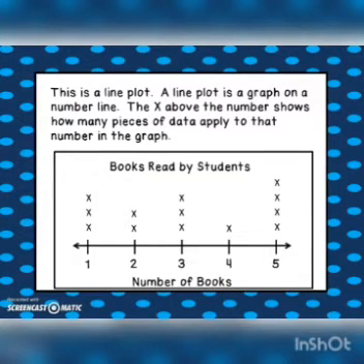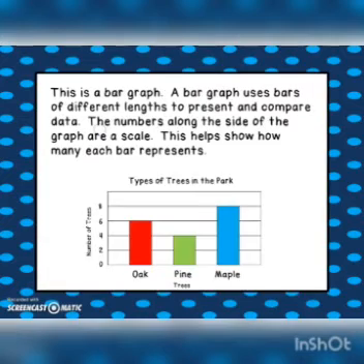in a numerical form. So now we are going to be looking at the second, which is a bar graph. This is a bar graph. A bar graph uses bars of different lengths to present and compare data. The numbers along the side of the graph are called scales. So we have the X scale and the Y scale. The X is the line horizontally, while the Y is the one lying vertically. Remember our vertical and horizontal lines.